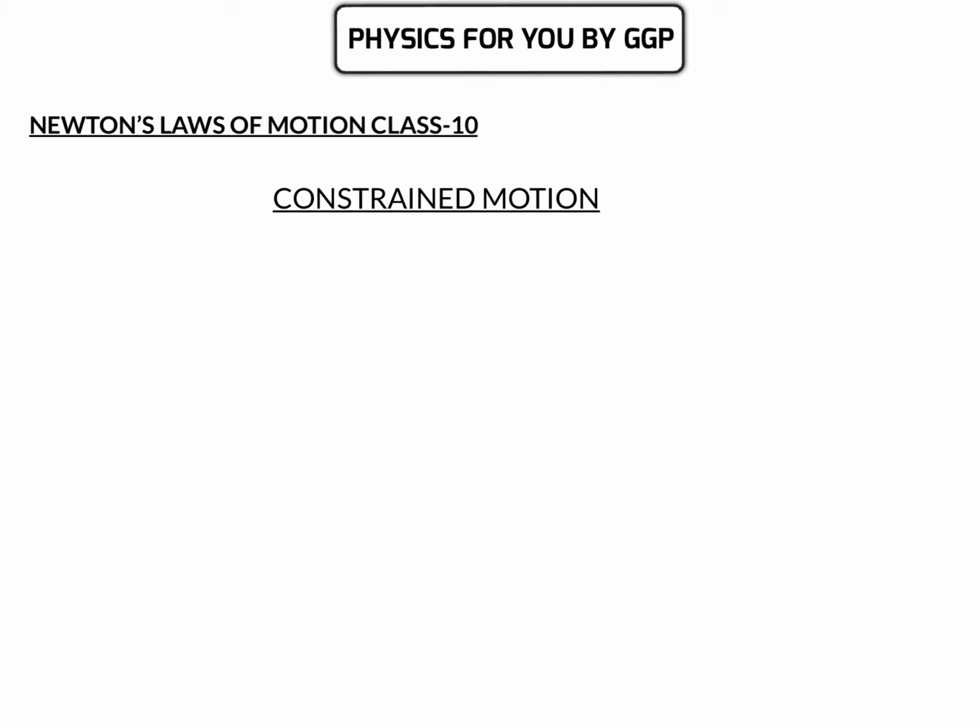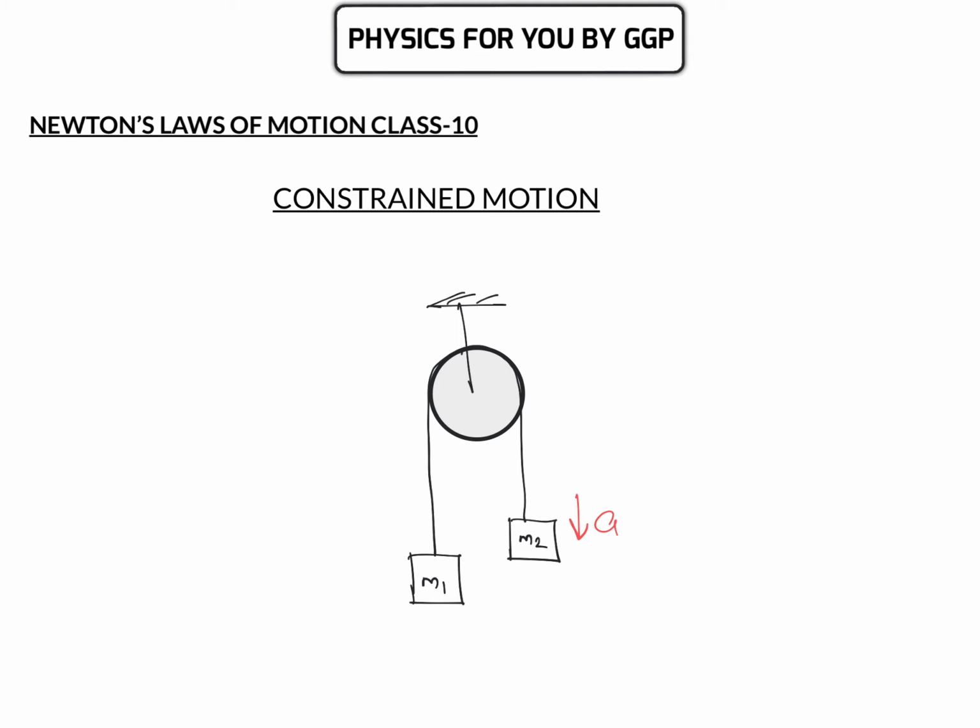As an example, suppose you are considering a pulley system. Assume that we have a smooth pulley and a string is passing through the pulley, and one end of the string is connected to a block of mass m1 and the other end is connected to a block of mass, let's say, m2. The situation we already discussed in Atwood machine. Over here, if we consider that this string is inextensible, if this mass m2 is moving in downward direction with an acceleration a, definitely m1 should move in upward direction with an acceleration a.